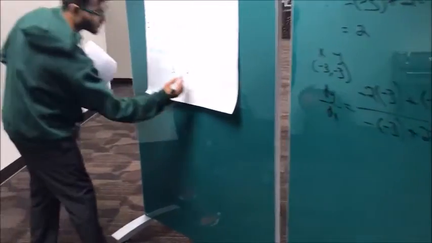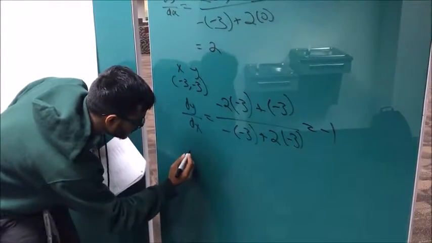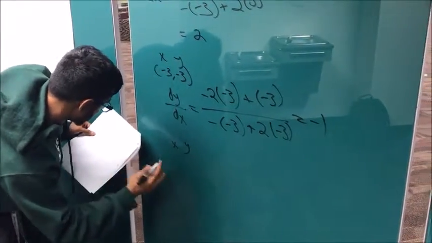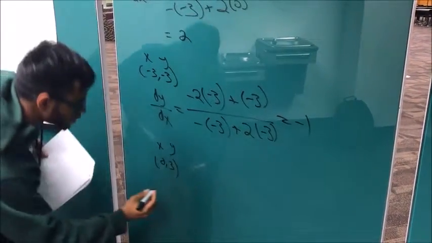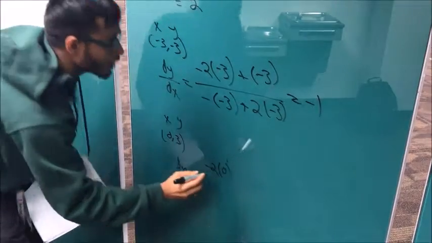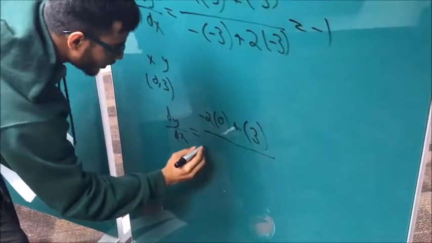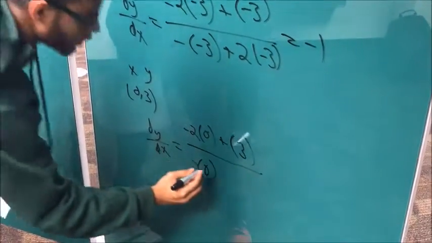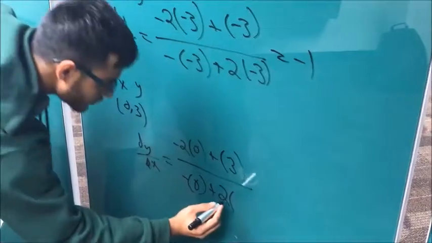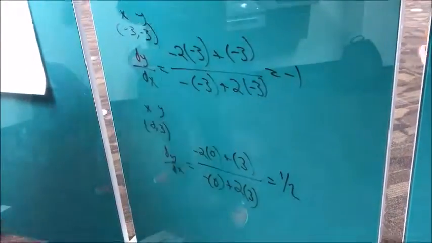So we're just going to go back to the table. And the next point we're going to do, x and y, it's going to be (0, 3). So dy/dx is going to be negative 2 times 0 plus y, and y is going to be 3, all over negative 0 plus 2 times y, right? Yeah, 3, and the answer, we already got this, is 1/2. So we're just going to put 1/2 here. So I use this board for the next 3 points.